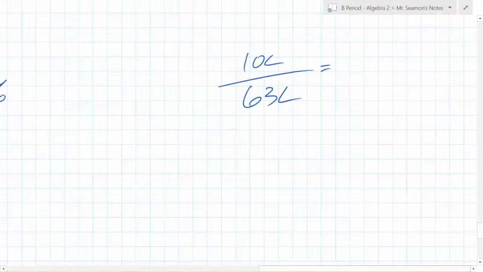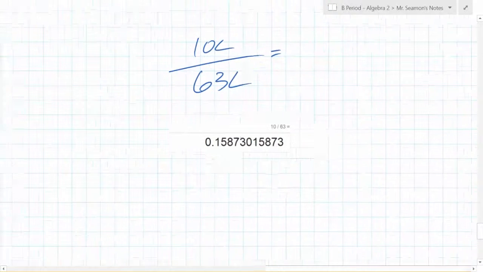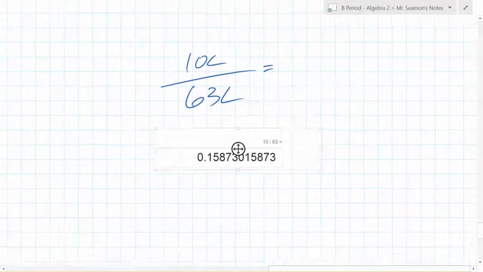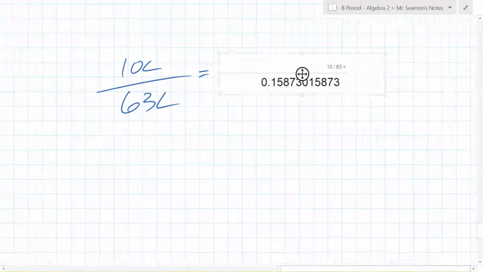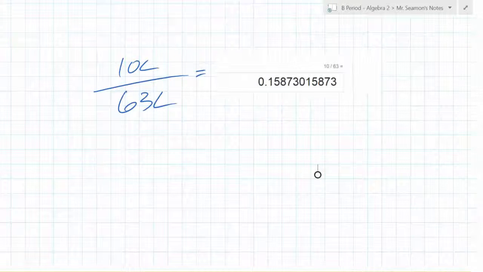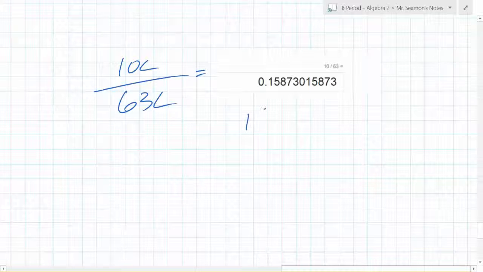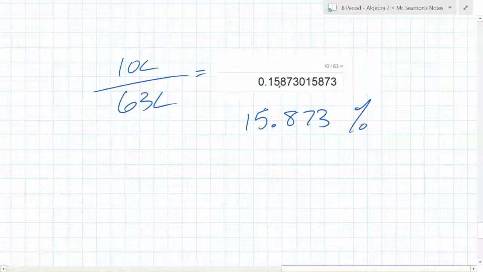Yeah, it depends. And hold on. You're getting to a bigger question, which is, okay, so if you did this one right here, that's the decimal equivalent. In this class, unless I tell you otherwise, go to 3 decimal places. So in this case, it would be 15 point what? 15.873%.